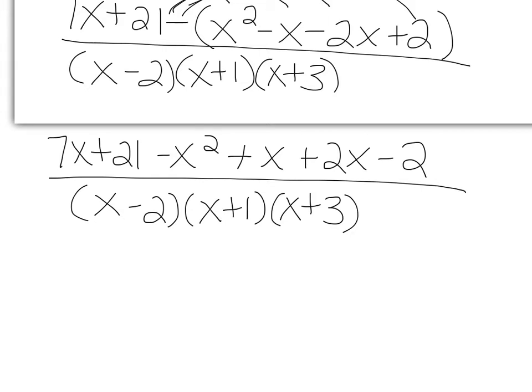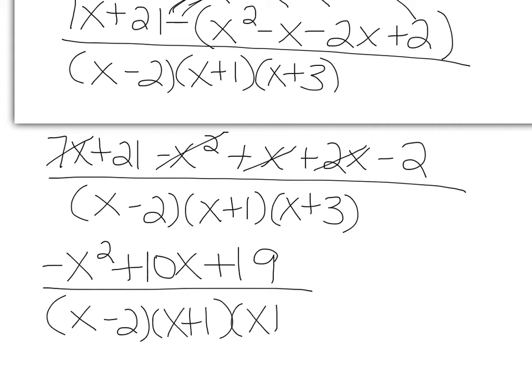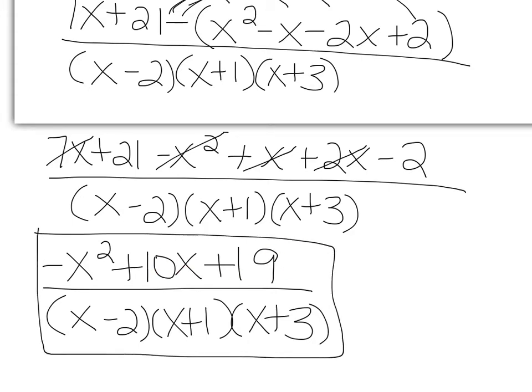So I'm going to write them in order. I only have one x squared. So I have negative x squared. And then I've got 7x plus 3x is going to give me 10x. Cross those out. And then I've got 21 minus 2 is going to give me 19. And put all of this over x minus 2 times x plus 1 times x plus 3. And there are no factors of 19 that are going to give me 10. So that is my answer.